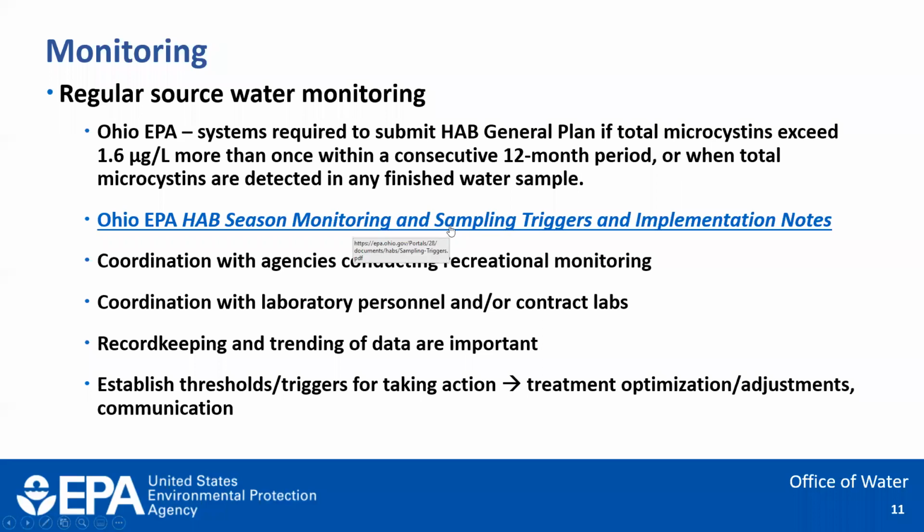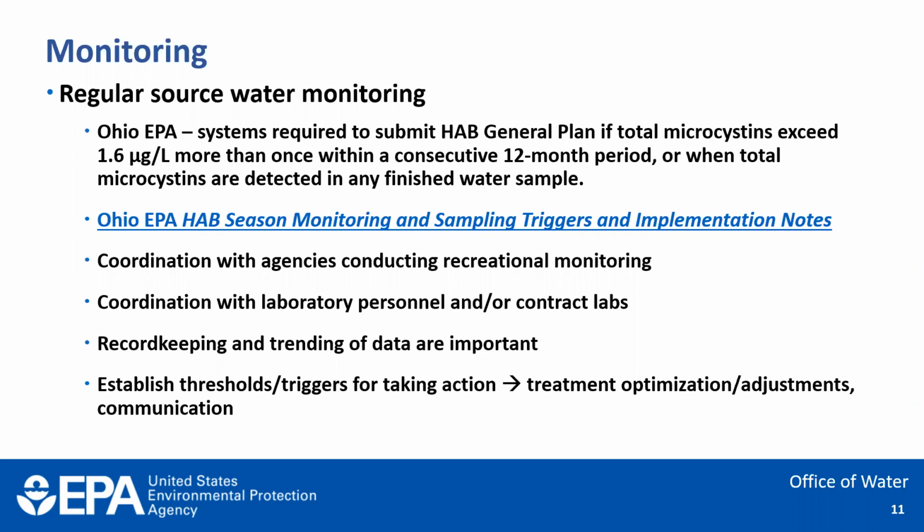I have a link here. This is a hyperlink. So talking about how frequently to monitor depending on the season, and what happens with certain sample result levels, what those triggers are, what steps a plant should take if they meet those triggers.